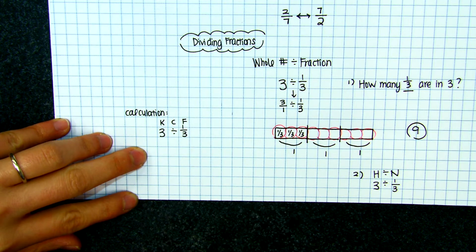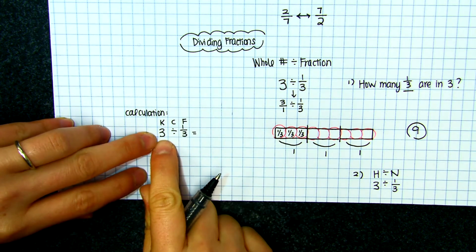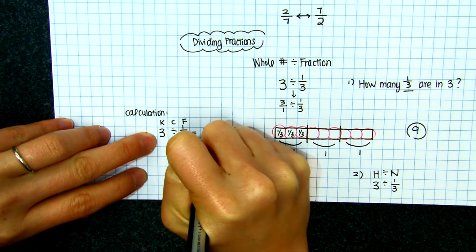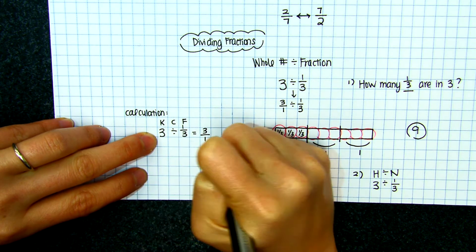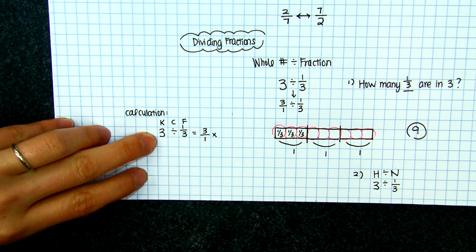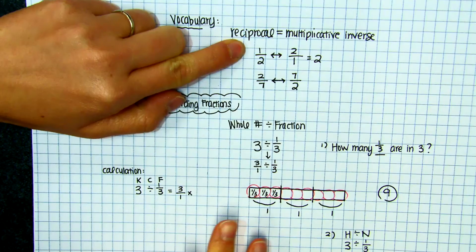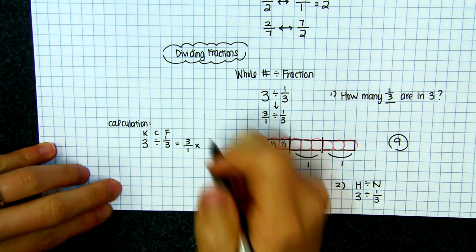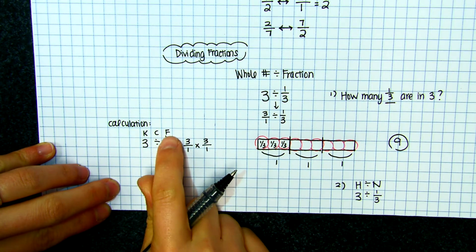Okay, keep, change, flip. So what that means is you need to keep 3 just as it is, but I'm going to write it as a fraction. So 3 is 3 over 1. I'm keeping that. That's the same. We're going to change division to a multiplication problem. And we need to flip, or find the reciprocal of 1/3. The reciprocal of 1/3 is 3 over 1 because the denominator becomes the numerator and the numerator becomes the denominator.